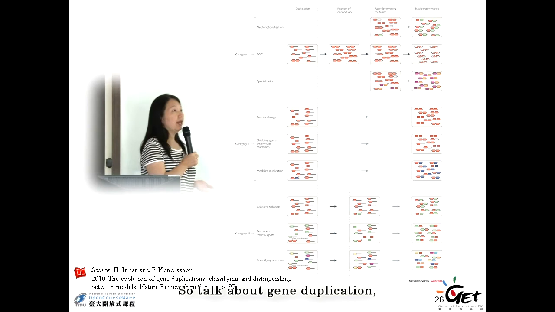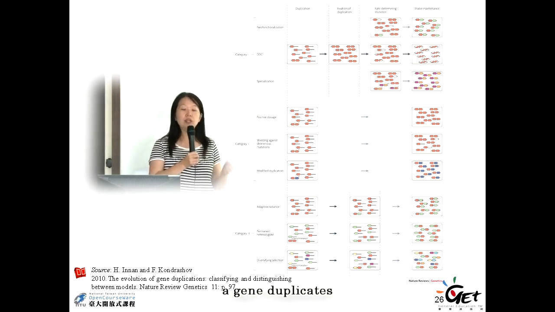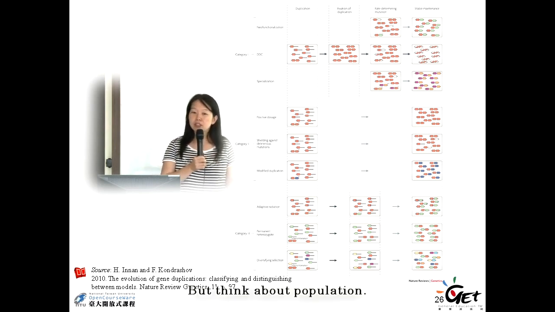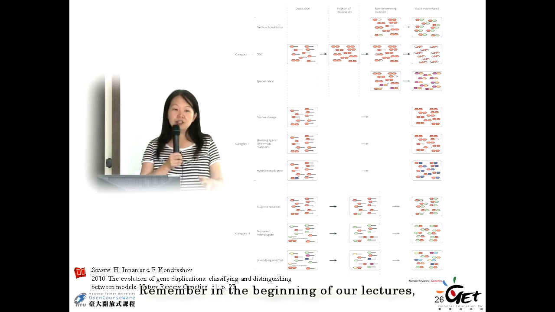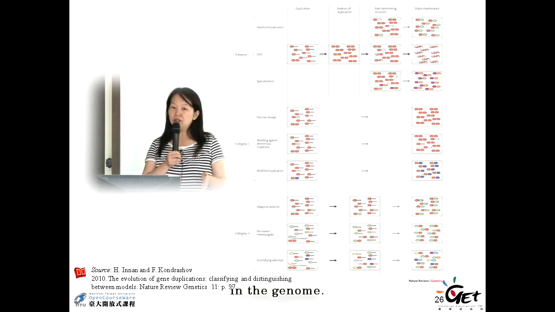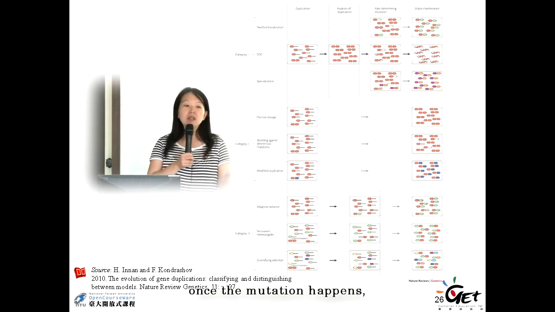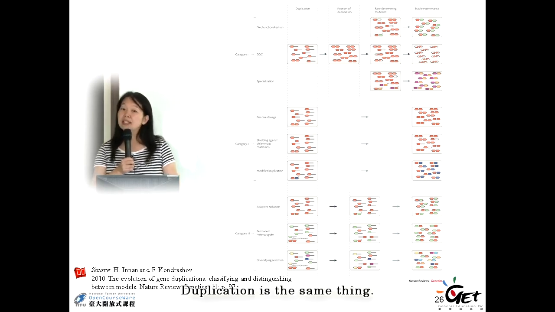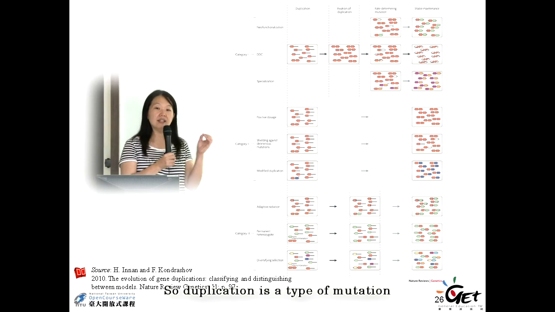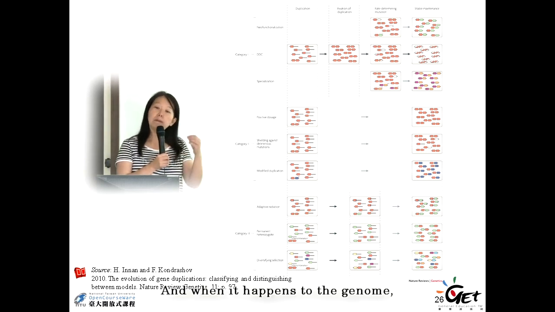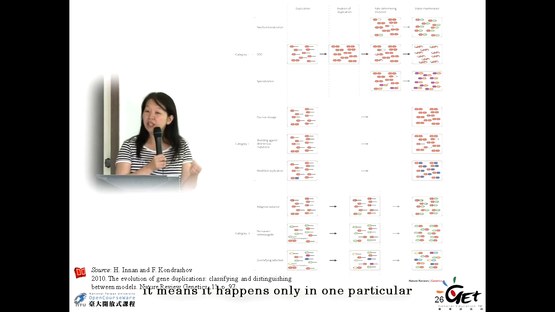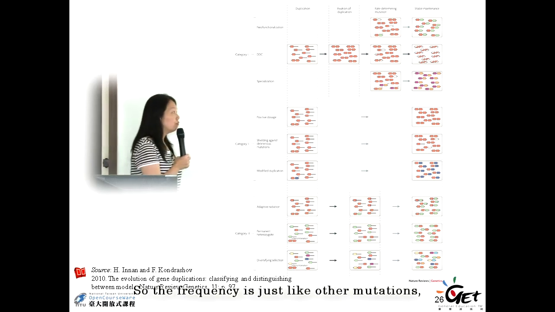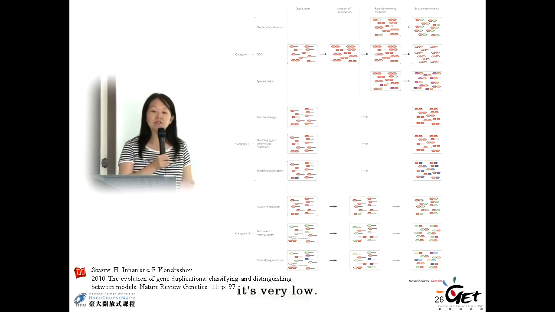So talking about gene duplication, everybody would think, oh, a gene duplicates and immediately there is a second copy. But think of the population. Remember in the beginning of our lectures, we talked about a mutation happening in the genome, and once the mutation happened, the frequency of that new mutation is 1/2n. Duplication is the same thing. Duplication is a type of mutation. When it happens in the genome, it happens only in one particular individual. So the frequency, just like other mutations, is very low.